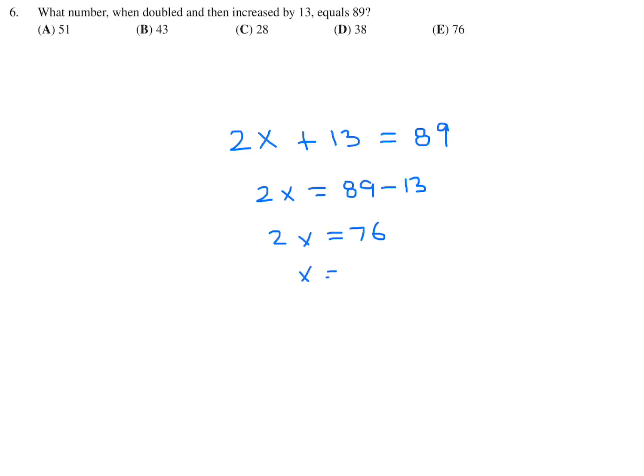What number, when doubled and then increased by 13, equals 89? So you take a number, and then you double it, and then you add 13, and that equals 89. So that's the mathematical equation. And then you just solve this. So 2x would be 89 minus 13. 2x therefore is 76, and therefore x is equal to 76 over 2. X is 38. So 6, the answer would be D.